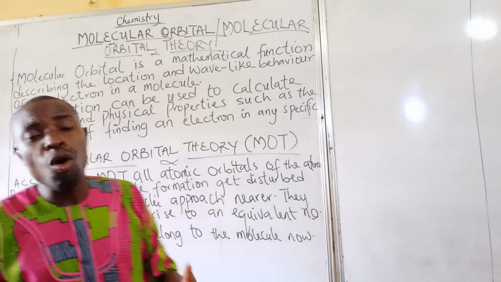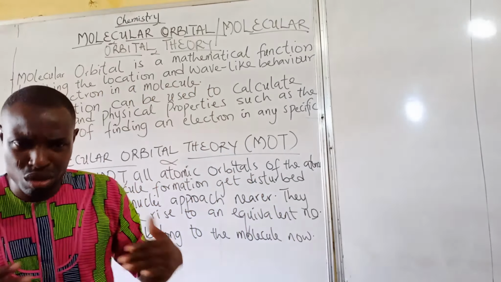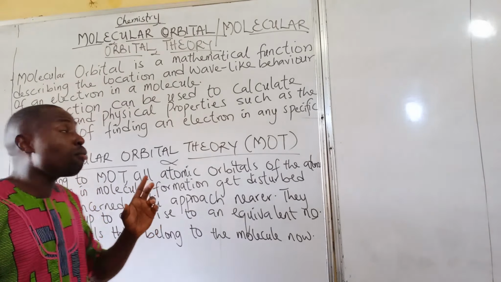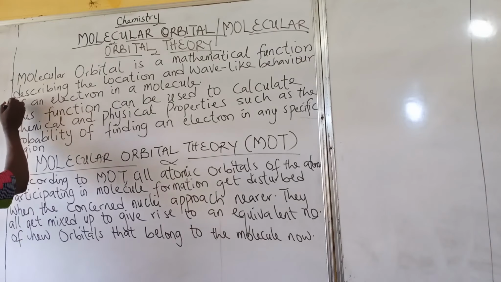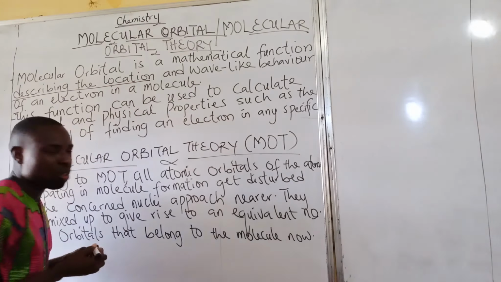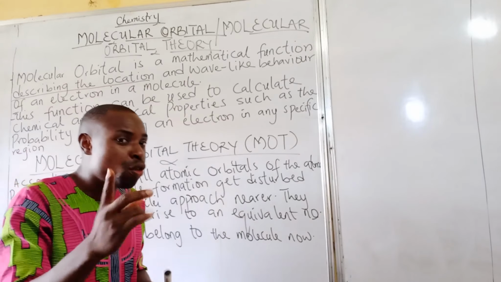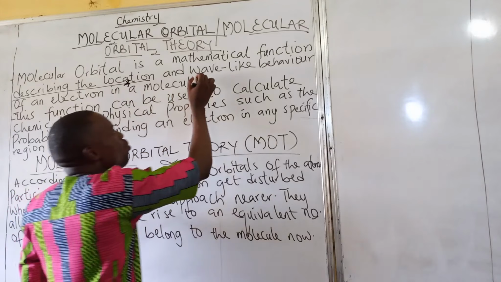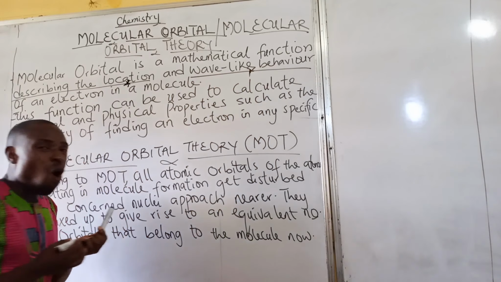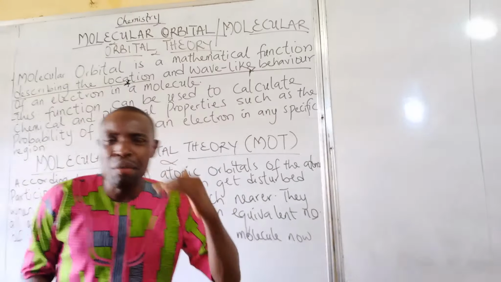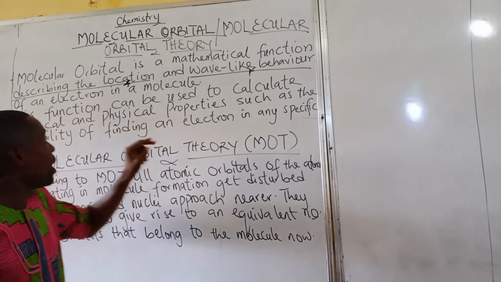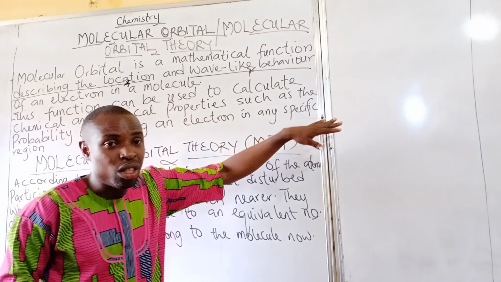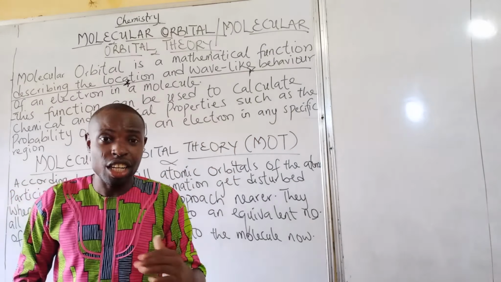Now, the question is, what is a molecular orbital? Start from there. Simple. A molecular orbital is a mathematical function describing the location and the wave-like behavior. Look at two things here. We said that it describes the location and the wave-like behavior of an electron in a molecule. Two things there: one, it describes the location and wave-like behavior. All these fall according to the Schrodinger equation.